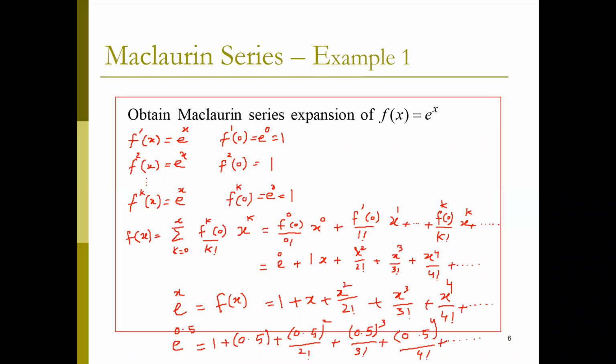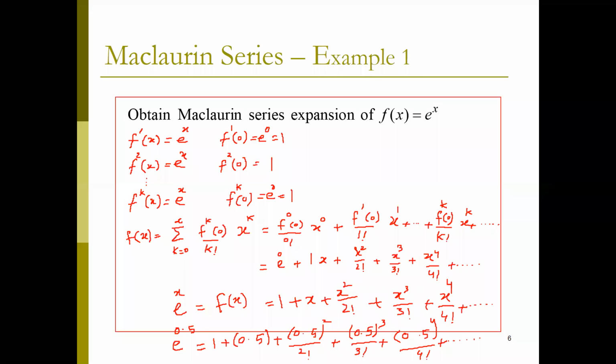Now, if I stop the expansion after a few terms, like two terms, e raised to the power 0.5 is 1.5. If I stop the expansion after three terms, we have a more accurate solution. If I stop the expansion after four terms, we will have an even more accurate solution.